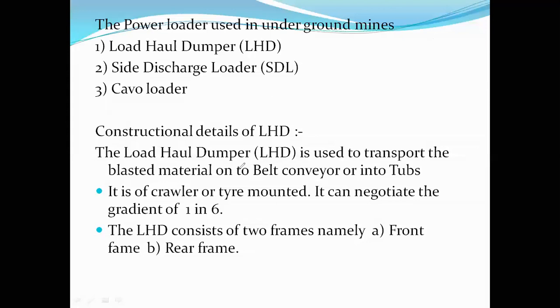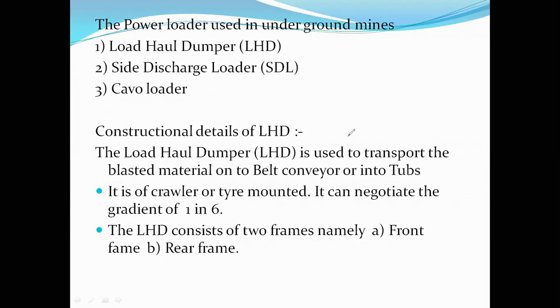Let us discuss different types of power loaders used in underground coal mines. After the coal is cut by the shearer, by cutting drums, or in the case of the conventional method, after carrying out the drilling and blasting operation, the material can be transported and loaded up to a certain extent, in order to unload it into the tubs or to carry the blasted material and load it into the tubs. We use loaders known as power loaders. The following are the different types of power loaders used in underground mines.